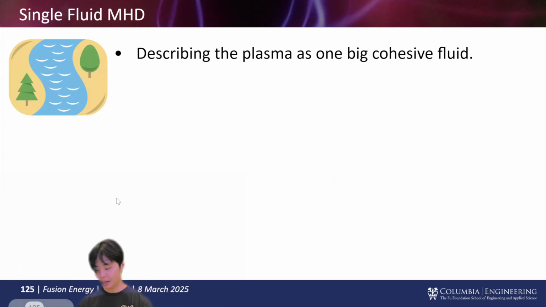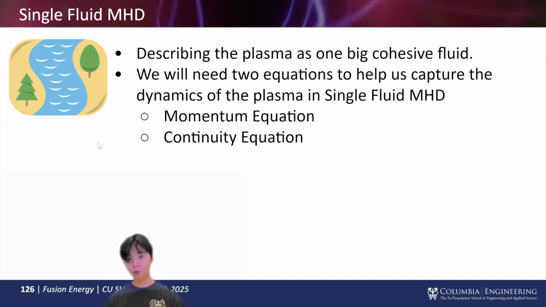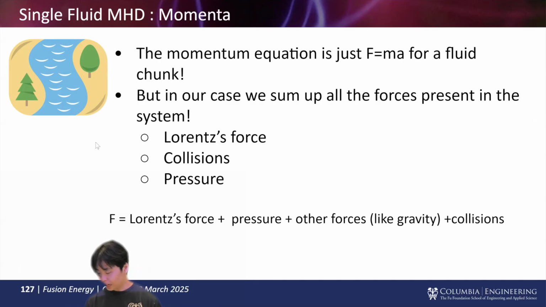Single fluid MHD, we describe the plasma as one big cohesive fluid, like in this river analogy. We will use typically two equations to help us capture the dynamics of the plasma in single fluid MHD. Their names are the momentum equation and the continuity equation. Again, you don't really need to know them in detail unless you really want to be a plasma physicist. So the momentum equation, just to go over what they are, the momentum equation is literally just F equals ma, but for a fluid chunk.